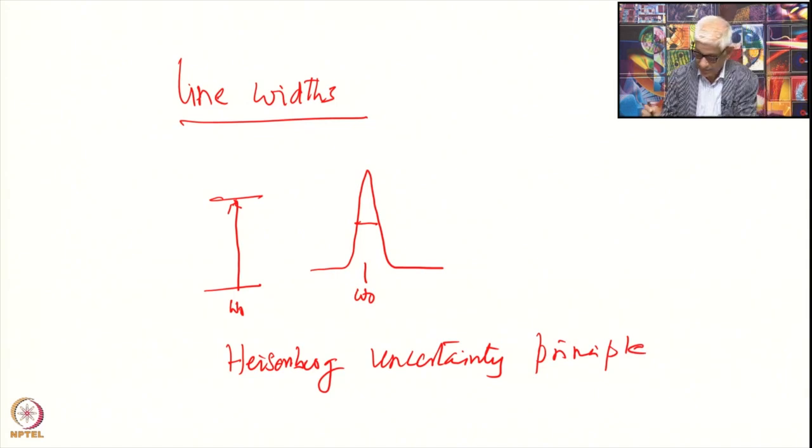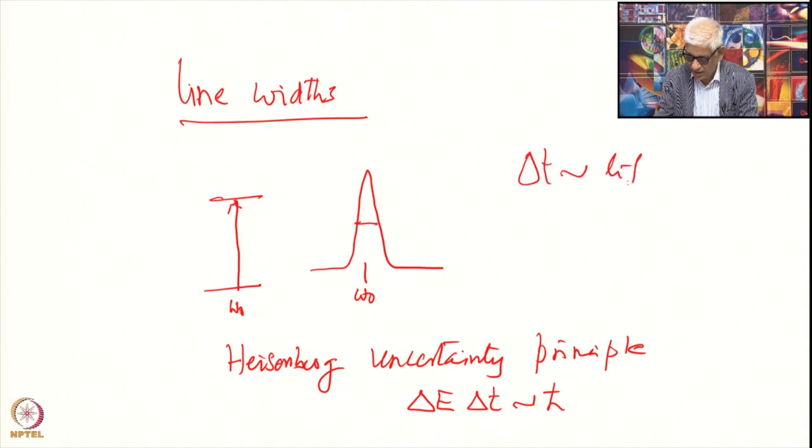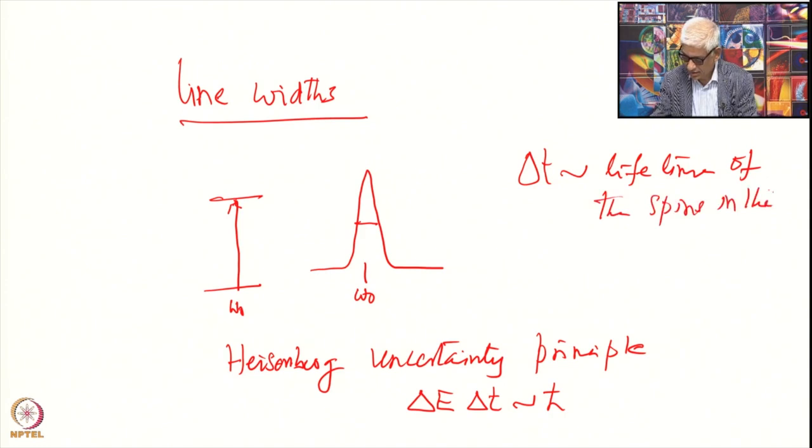What it says is, in quantum mechanics, in particles of this type, there is a definite uncertainty in the energy values, and there is a certain uncertainty in the time. This product is approximately equal to h cross. Uncertainty in the energy, uncertainty in the time. Now, what is the meaning of uncertainty in time? Uncertainty in time means this is the lifetime of the state. So, we can take this uncertainty in time to imply the lifetime of the spins in the states.